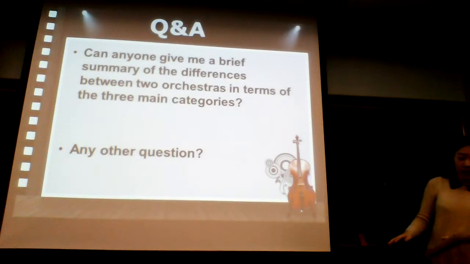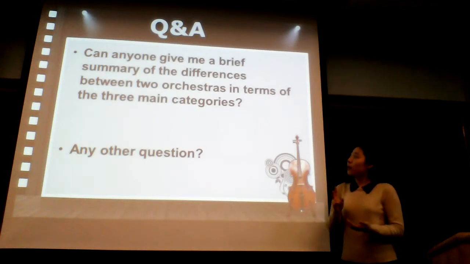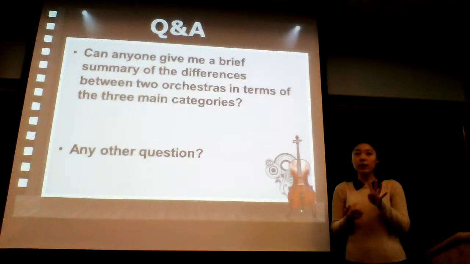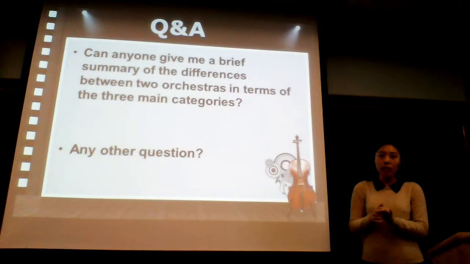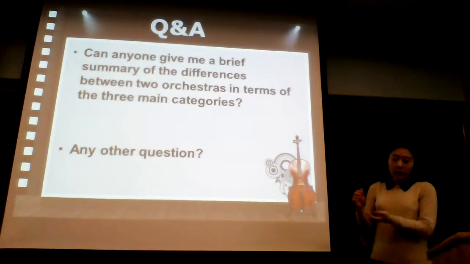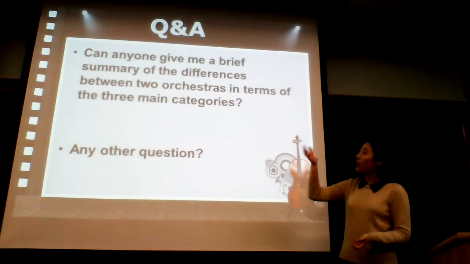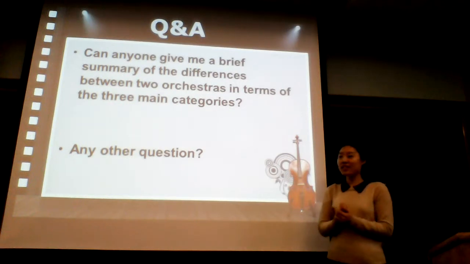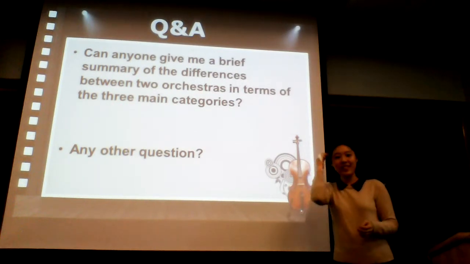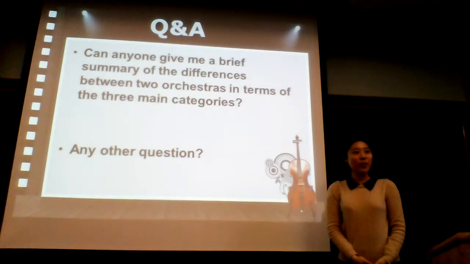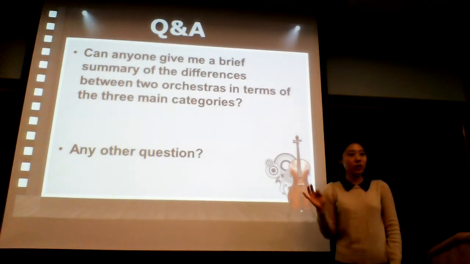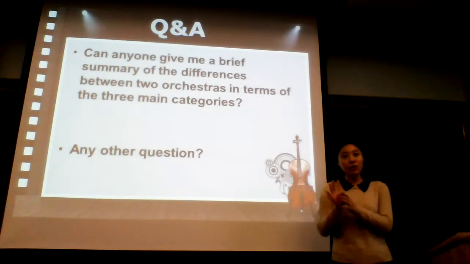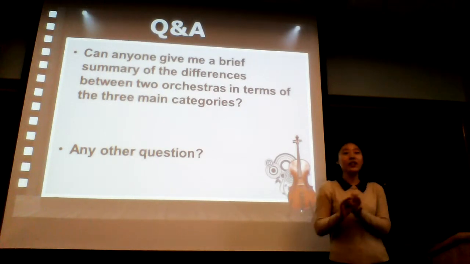So today we learned two different kinds of orchestras. The three main categories that you should remember are size of the orchestra, instrumentation, and repertoire. At the end, let me give you a question. Can anyone give me a brief summary of the differences between the two orchestras in terms of the three main categories? The categories were size, instrumentation, and repertoire.